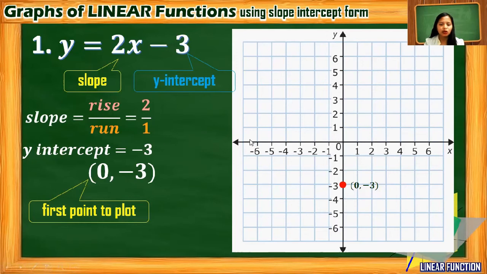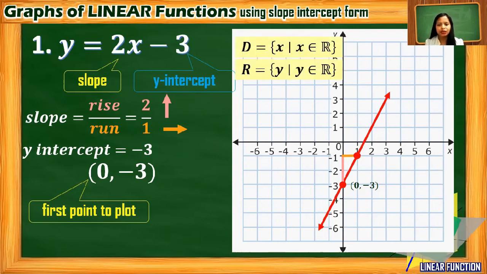Now back to our slope, we need to follow the movement of our numerator, which is 2 units upward, and the movement of our denominator here, which is positive 1, and 1 unit to the right. In here, this is our second point. So if we are going to draw a line, this will be the graph of our linear function y is equal to 2x minus 3. And that is the diagonal line. And for the value of our domain and range, the domain is equal to any real number, and the range is equal to any real number.